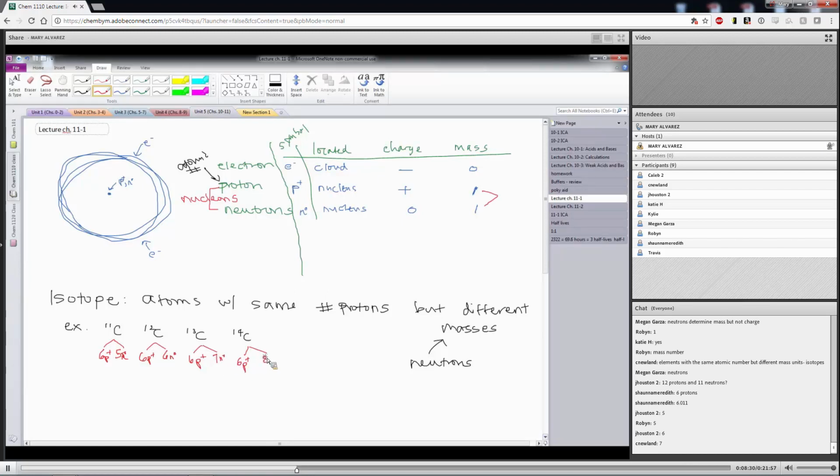And then carbon-14 would have 8. So note, always the mass is just the sum of your protons and neutrons. 6 plus 8 is 14. 6 plus 7 is 13. These all had 6 because it was by definition carbon. And then you could deduce, based on the mass that was given, how many neutrons each of those must have had.